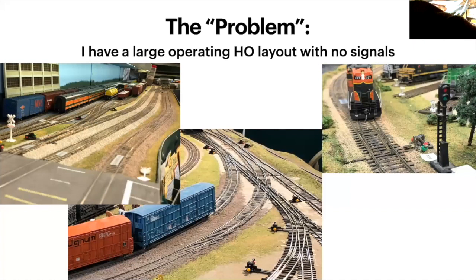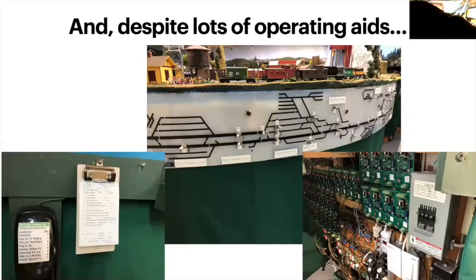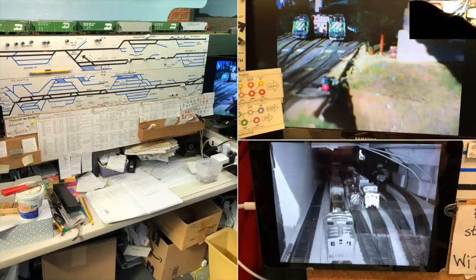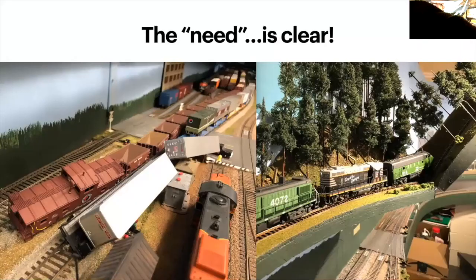First of all, what's the problem? Why do you need signals? I have a large operating HO layout with no signals, just this imitation signal in the upper right-hand corner. And during operating sessions, things can get kind of crazy. Despite all of these aids, such as phones between dispatchers and circuit breakers, closed circuit TV showing where the trains are in the staging yards, and a dispatcher's panel, the need is still clear.